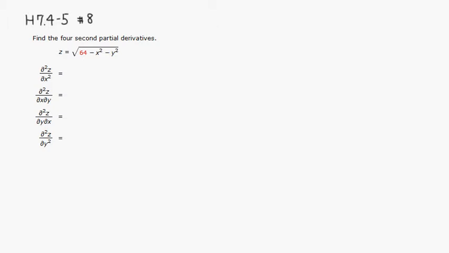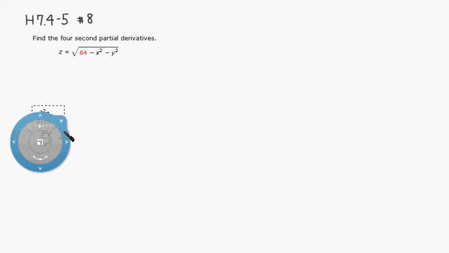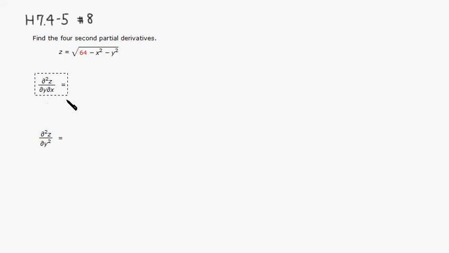Alright, so since these are pretty similar, I think I did the first two in class. I'm going to do the last two, right? So I'm going to just take that out, and let's do this guy, right? But in order to find that, we have to find the partial with respect to x first.